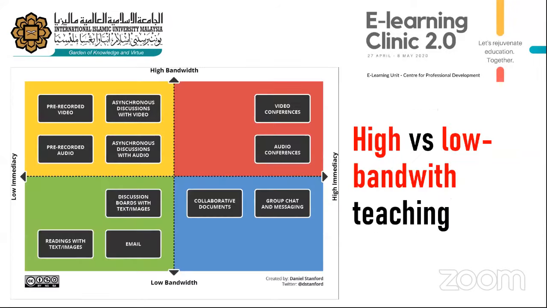Daniel Stanford put together a very nice grid on how we identify what kind of activities are considered high and low bandwidth. As you can see, the red zone is high bandwidth with high immediacy. Video conferences, like Google Meet, Zoom, WebEx, and so on, are considered high bandwidth, but you get high immediacy. It means that you can meet the students directly online.